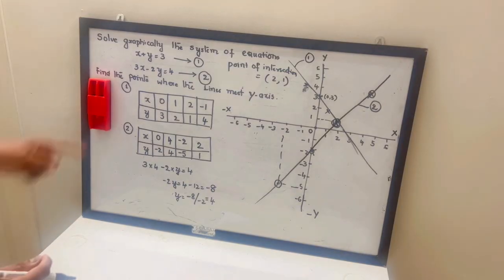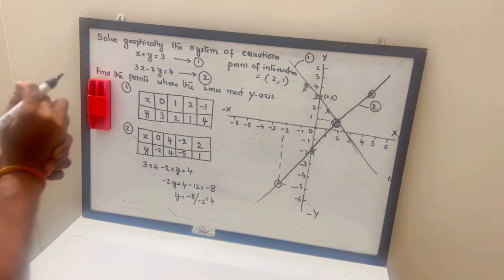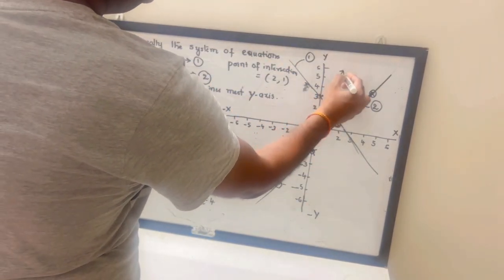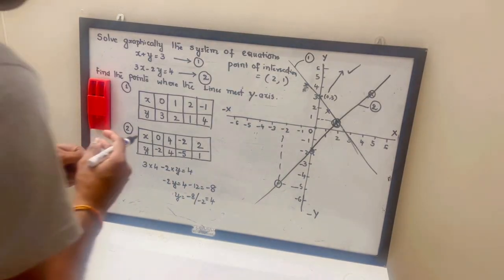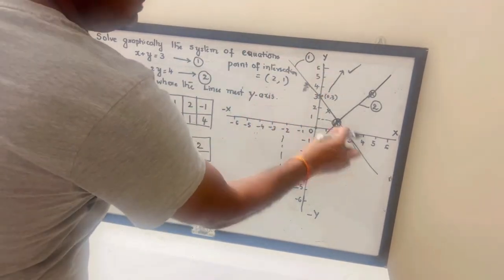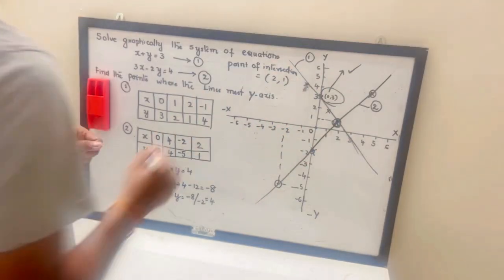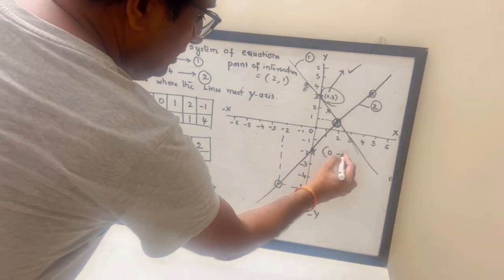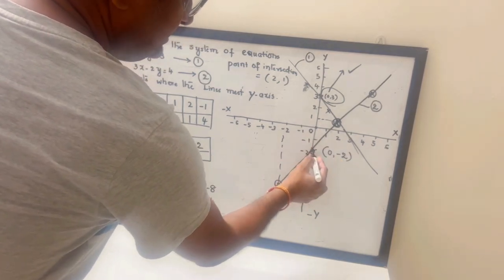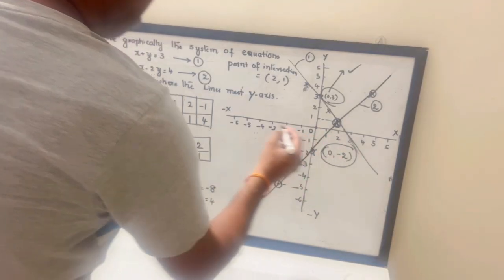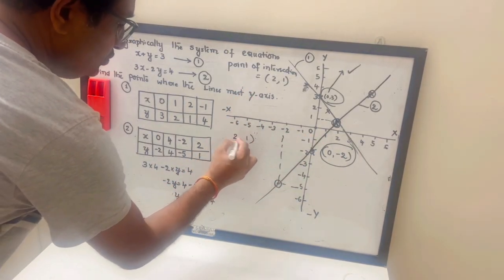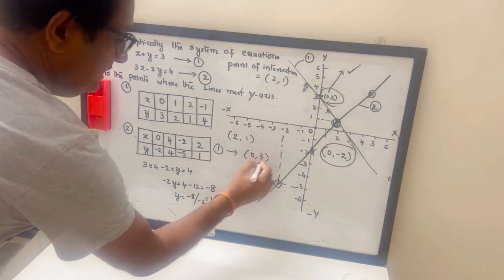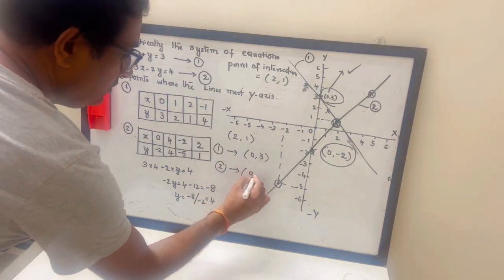Next, find the points where the lines meet the y-axis. So you have to find out where each line meets the y-axis. This one is meeting at the point 0, 3. So we already got it, 0, 3, right? And the second line is meeting the y-axis somewhere around here. This will be 0, minus 2. Isn't it? x is 0, y coordinate is minus 2. So both are intersecting at the point 2, 1, the first equation is intersecting the y-axis at 0, 3, and the second equation is intersecting the y-axis at 0, minus 2.